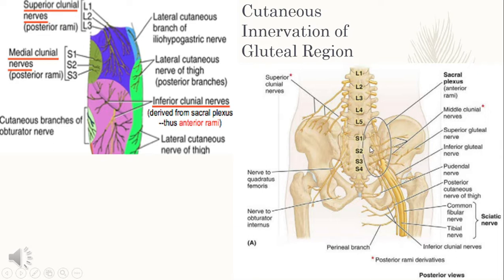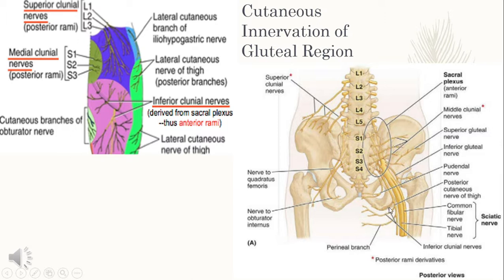Then you can see the middle cluneal nerves, which are basically branches from posterior rami of S2, S3, S4, and as the sacral plexus or sacral nerves emerge towards the pelvic side, these branches reach the gluteal region by passing through the posterior or dorsal sacral foramina. And the third group is inferior cluneal nerves. Here you can see that these nerves arise as branches of the posterior cutaneous nerve of thigh.